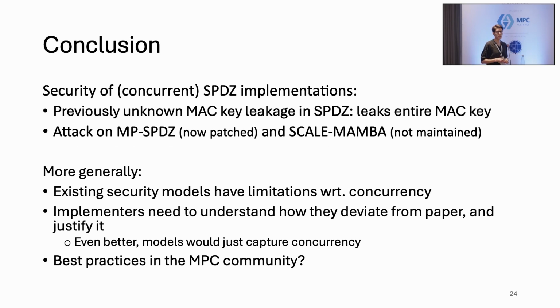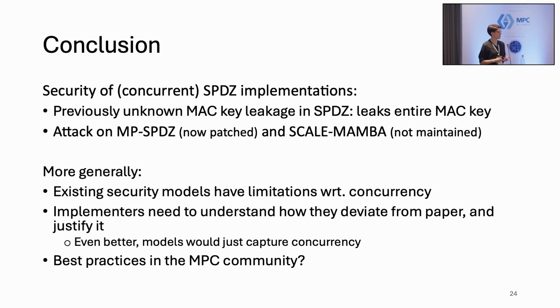Right. So to conclude, what we've seen in this talk and with this work is we looked at security of concurrent Speeds implementations. We showed that the Speeds protocol has a previously unknown MAC key leakage property, and this MAC key leakage means that the entire MAC key is leaked, and the adversary can trigger this always. There are no conditions to that. And this MAC key leakage can lead to attacks, as we've shown. It did lead to an attack on MP Speeds and also on Scale Mamba. So in the paper we show how we can actually exploit this, but Peter explained how it works in principle.